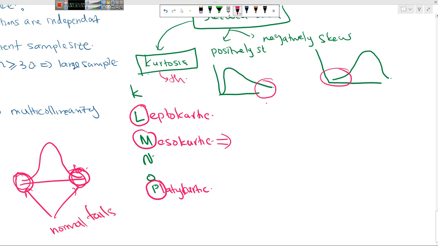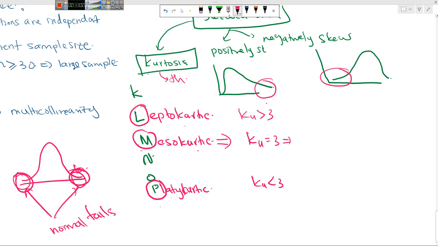But here, let's say mesokurtic has a kurtosis value of 3. So if Ku is equal to 3, we can call this mesokurtic, if Ku is greater than 3, we can call it leptokurtic, and if Ku is less than 3, we can call it platykurtic. You should know the kurtosis values for leptokurtic, mesokurtic, and platykurtic. How can you remember this order? In alphabetical order we have L, M, N, O, P. So L for leptokurtic, M for mesokurtic, and P for platykurtic.